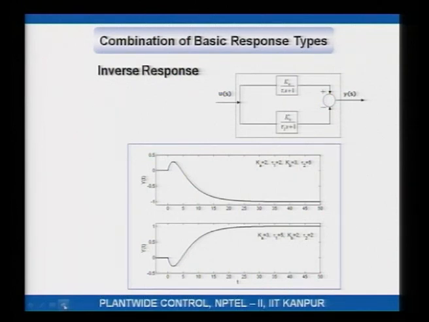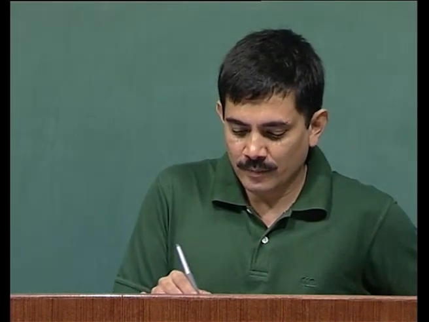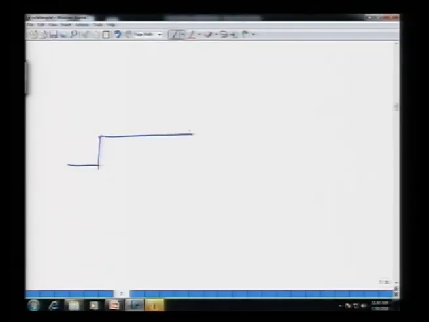well, it can be represented using two lags in parallel. Consider a step change at time t equal to 0. One of the lags is a sluggish first order response with large gain. So what happens there is it's a sluggish first order response with a large gain.